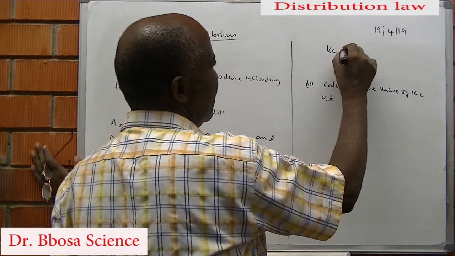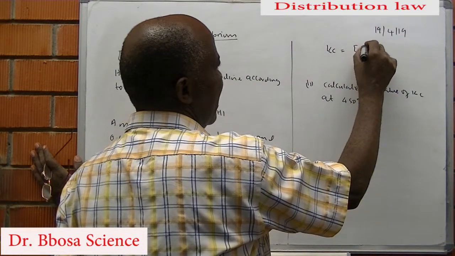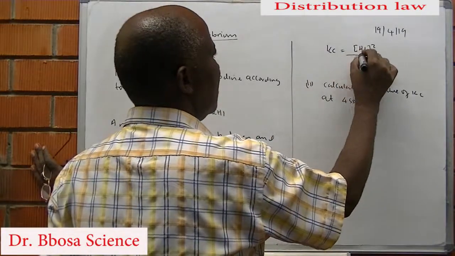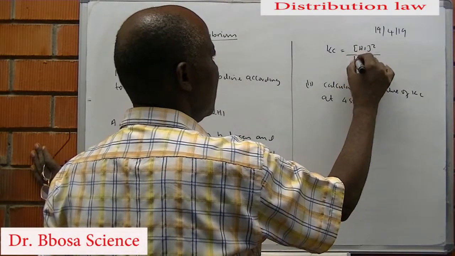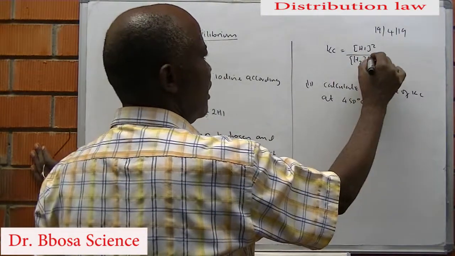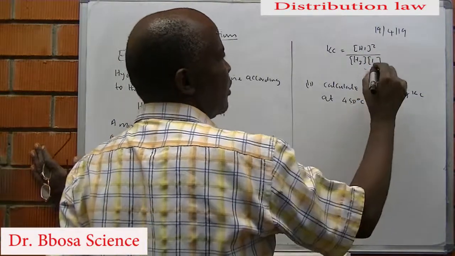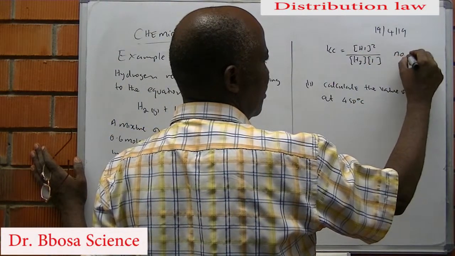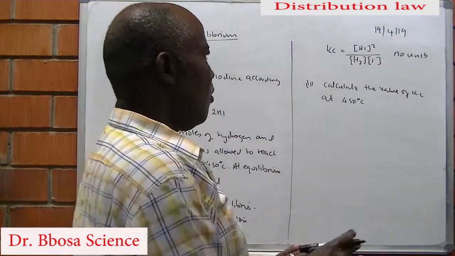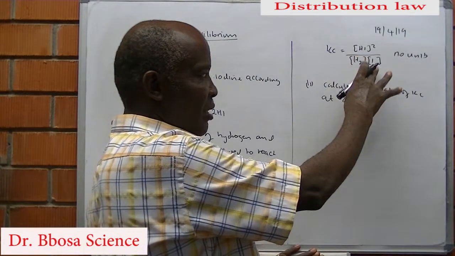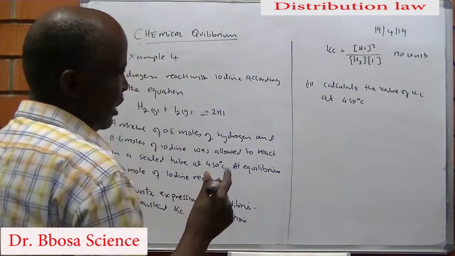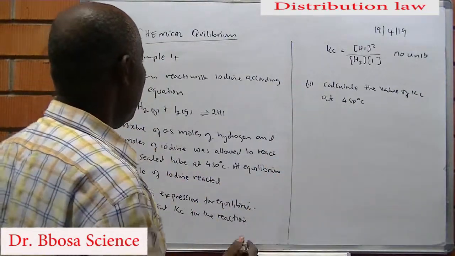Kc will be equal to the moles of HI squared over moles of H2 times moles of I2. So there are no units, because moles per decimeter squared over moles per decimeter times moles per decimeter will cancel. 2. Calculate Kc.